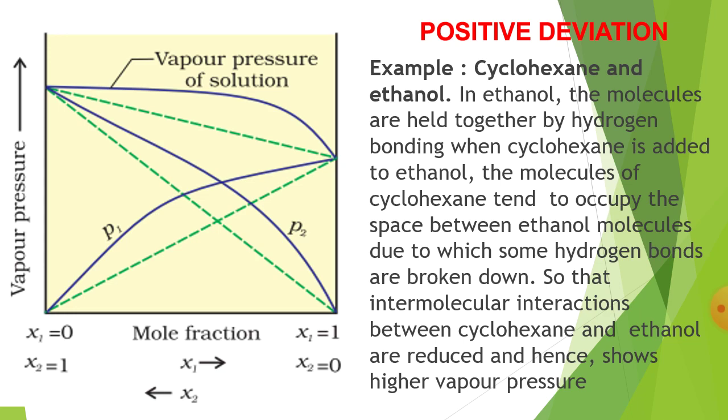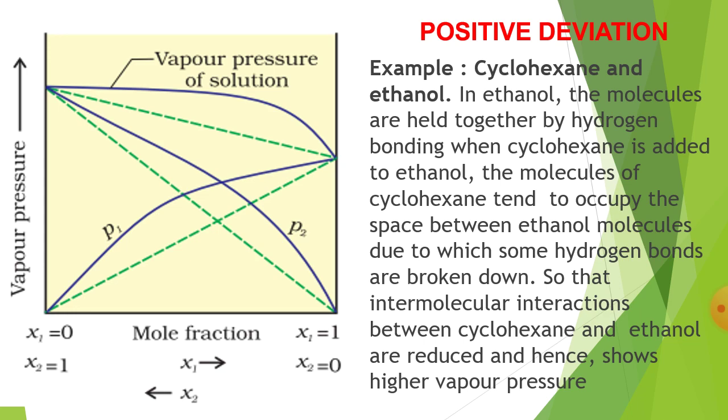Look at the graph. Raoult's law for an ideal solution is indicated by the green dotted line and the blue curve shows the positive deviation. Look at the graph. The curve is above the green line. That means there is more variation. Hence, this is an example of positive deviation.